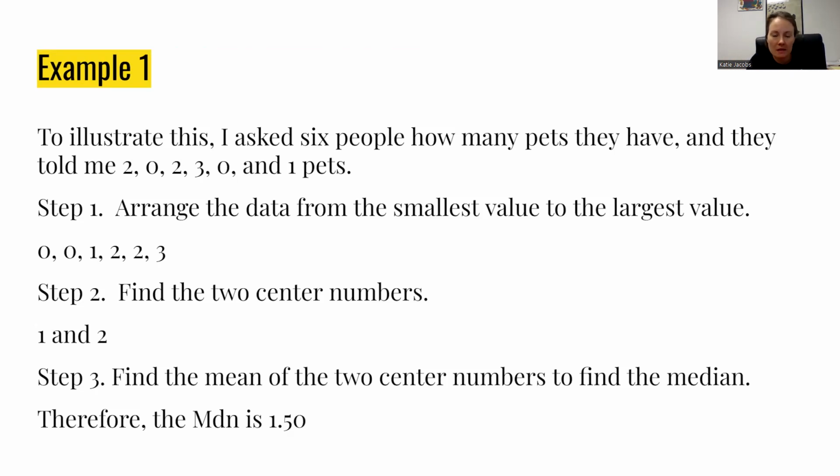Here we see that there are an even number of participants, so we want to find what our 2 center numbers are. Here we see that those are 1 and 2. Step 3 for this, we have to find the mean of those 2 center numbers to find the median. So 1 and 2 are those 2 center numbers, so 1 plus 2 is 3, and 3 divided by 2 is 1.50. So our median for this example is 1.50, seeing that we are taking it to 2 places past the decimal for our answer.